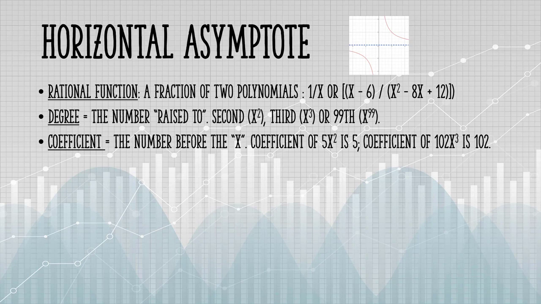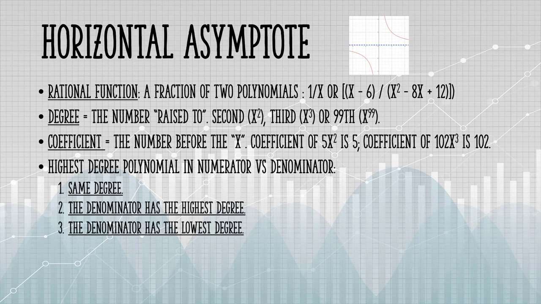For example, the coefficient of 5x squared is 5, and the coefficient of 102x cubed is 102. So how you find the horizontal asymptote depends on what your function or equation looks like. Compare the highest degree polynomial in the numerator with the highest degree polynomial in the denominator. Choose one of the following: they're the same degree, the denominator has the highest degree, or the denominator has the lowest degree. I'm going to go over these one at a time.